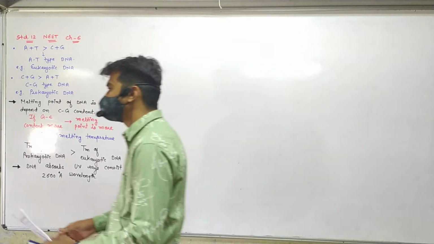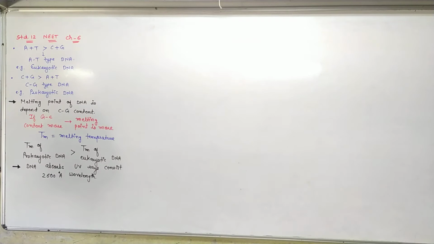So denaturation point is there. Fine. So at 80 to 95 degrees Celsius temperature, denaturation occurs. Weak hydrogen bonds are broken down and two DNA strands are separated out.